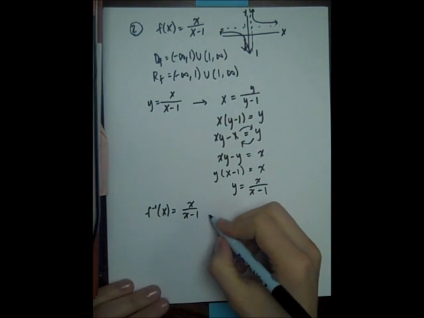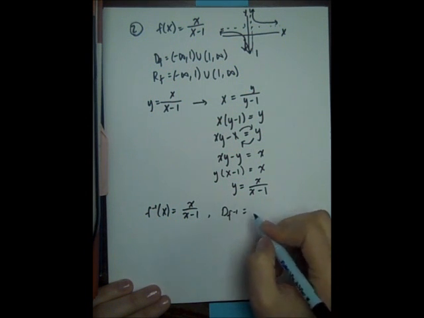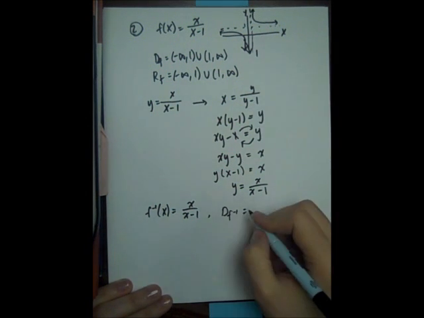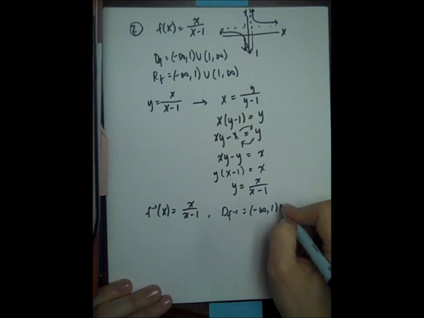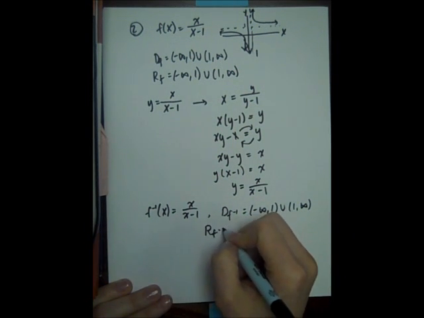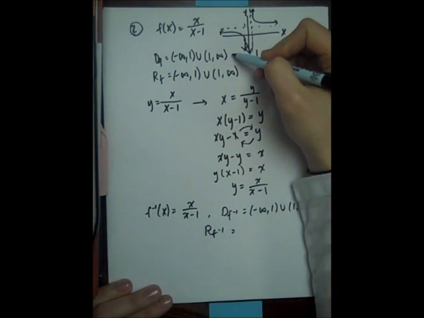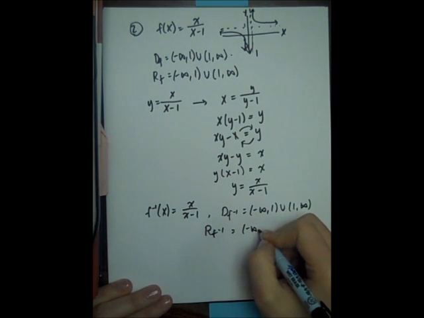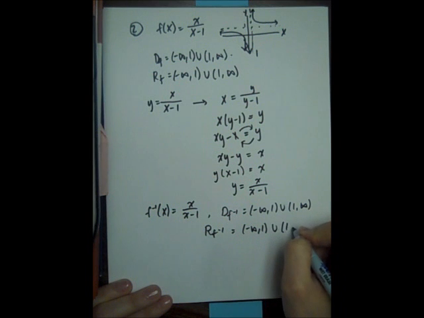There's my inverse. What's the domain of my inverse? Well, that was the range of my original function, so negative infinity to 1 together with 1 to infinity. And what's the range of the inverse? That's the domain of my original function, so that's negative infinity to 1 together with 1 to infinity.